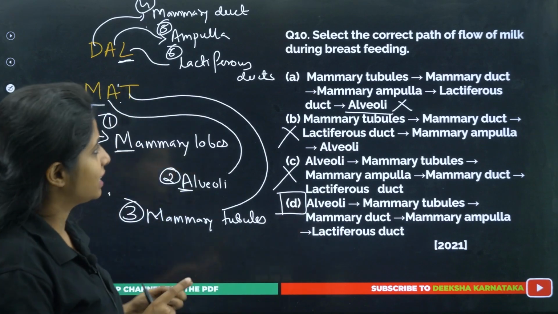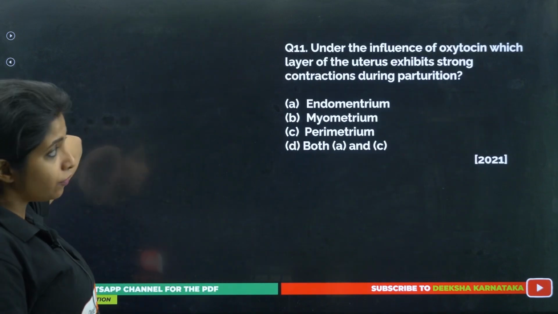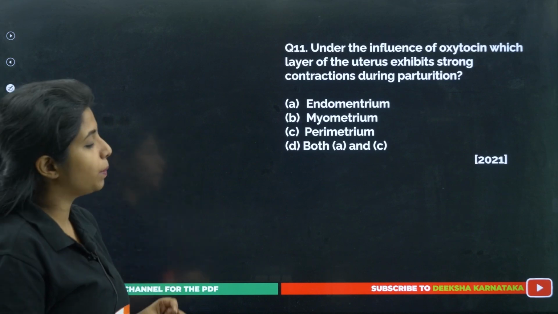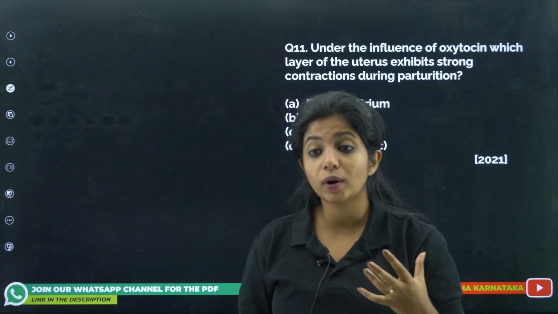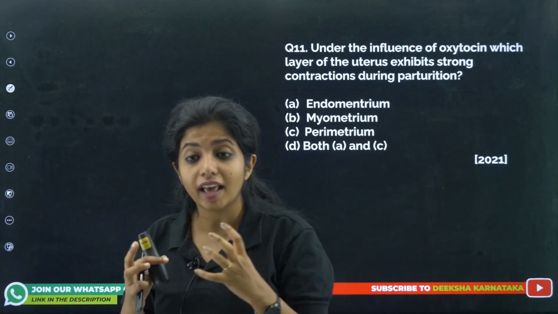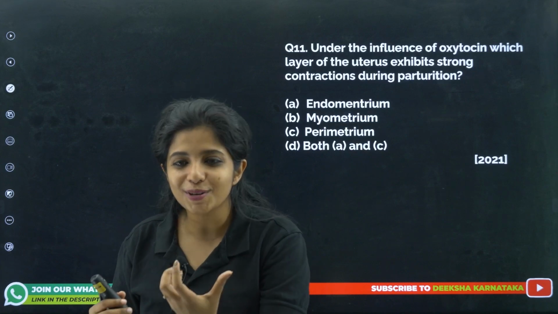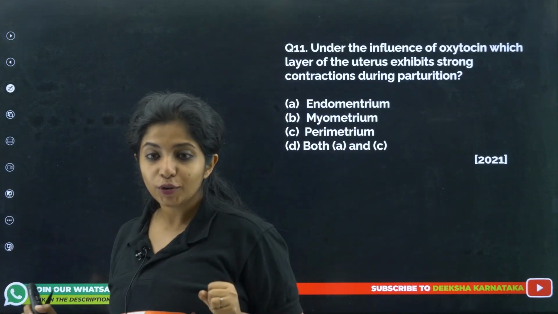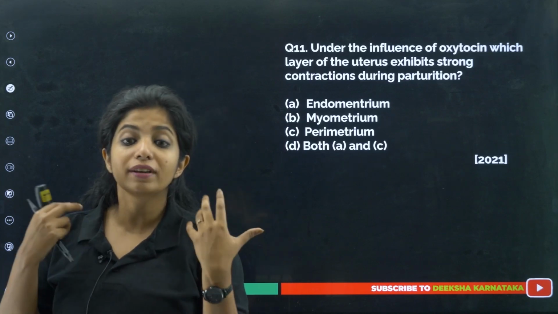Okay, next thing. Question number 11. Under the influence of oxytocin, which layer of the uterus exhibits strong contraction during parturition? So which layer will be the one that will be contracting and relaxing during parturition? What do you mean by parturition? Parturition means basically the expelling out of the baby or the fetus. Okay, the fully grown fetus would be moving out.